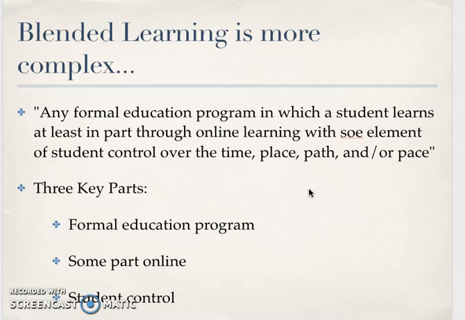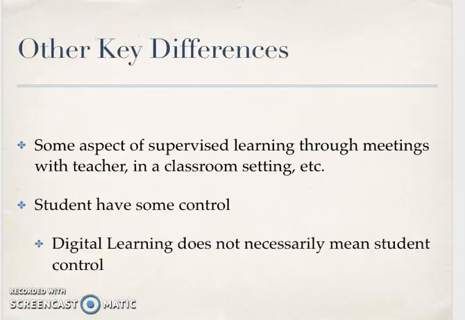Second, there is some part of it that is online. So beyond being digital, there is an online internet component to it. And then finally, the third part that's really important is that there is student control over the learning. Like it says, the time, place, path, or pace. That's really key to this as well.